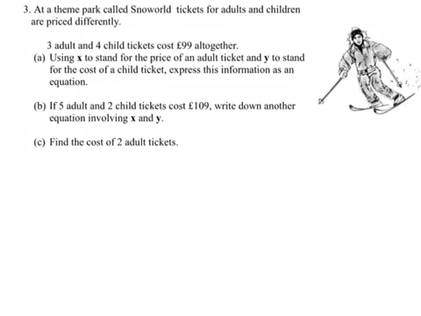So we have 3 adults, which will be 3x. We're adding the price of the child tickets, and 4 child tickets, with y for child tickets, gives us 4y, for a total cost of £99. So we'll leave the pound sign off at the moment. So that's part A. We have the information as an equation.